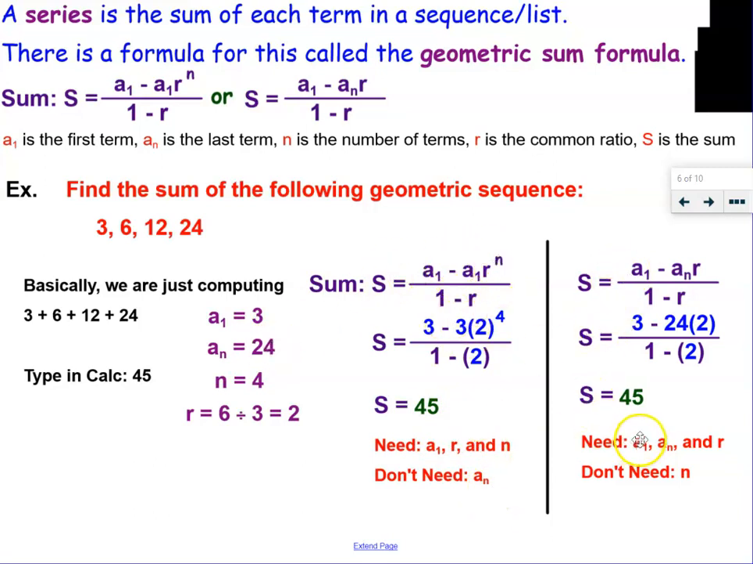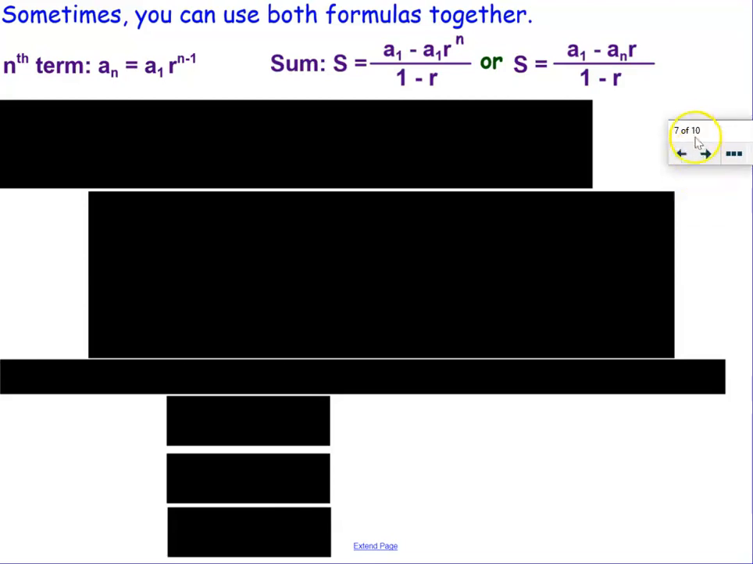Over here, I use the first term, last term, and r. I did not use n. I did not need the number of terms. I did not use this 4 right here. Alright, so depending on the situation, sometimes it's easier to use this formula. Sometimes it's easier to use the other formula. Sometimes you use both formulas together. So we have the nth term formula and we have both sum formulas.